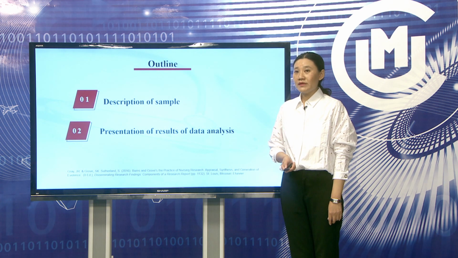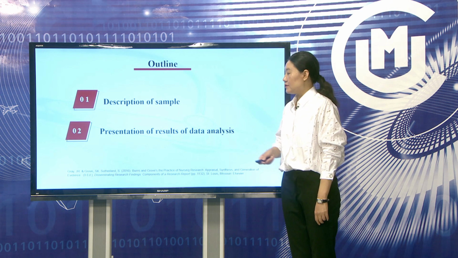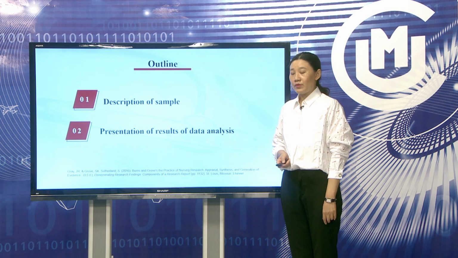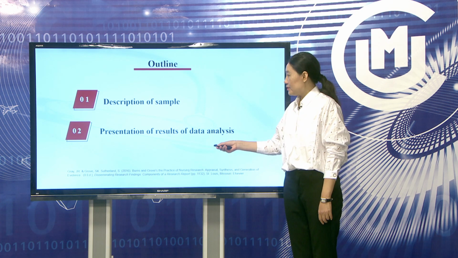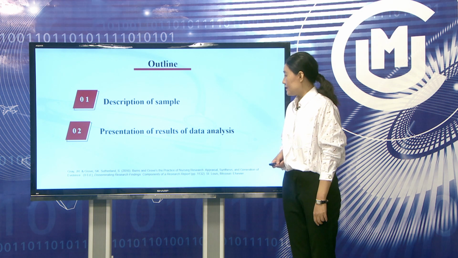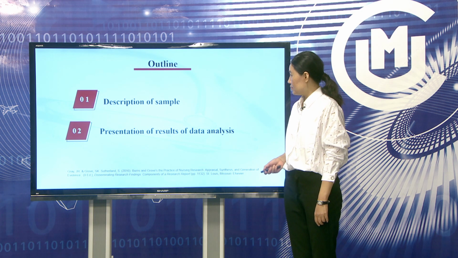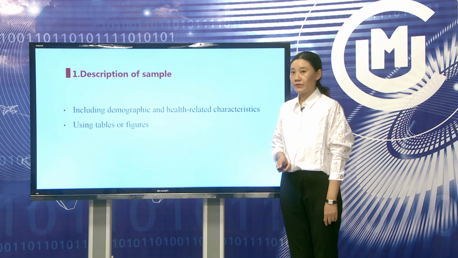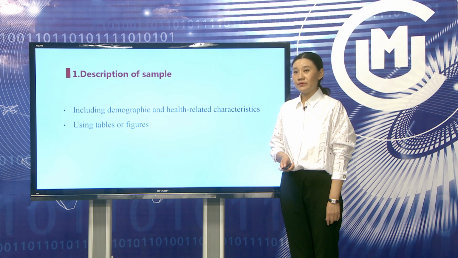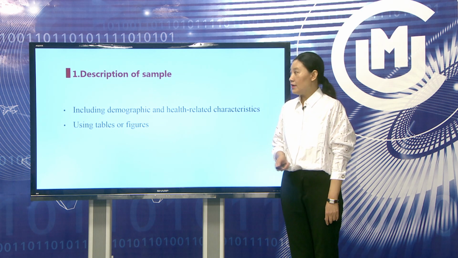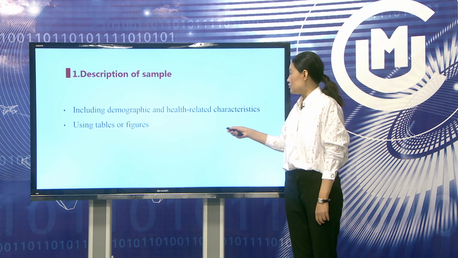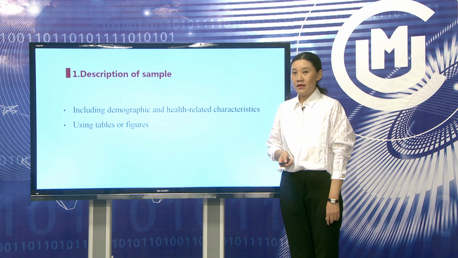Then, what should be included in the results section? The results section usually begins with the description of sample and subgroups, followed by presentation of results of data analysis. The details on description of sample include demographic and health-related characteristics. When describing sample, tables and figures can be used.